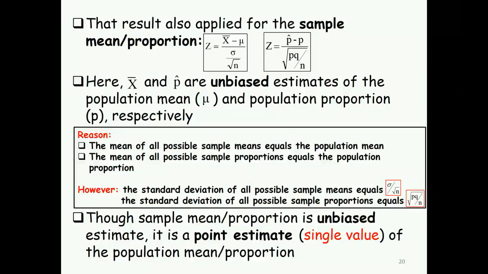When we are using X bar and P hat, it is only a single value. I say the sample mean is 10, the sample proportion is 50%. It is a single value. It is unbiased. The X bar and the P hat are unbiased. What does unbiased mean? Unbiased means the mean of all possible sample means equals the population mean. That makes it unbiased, but it is a point estimate.